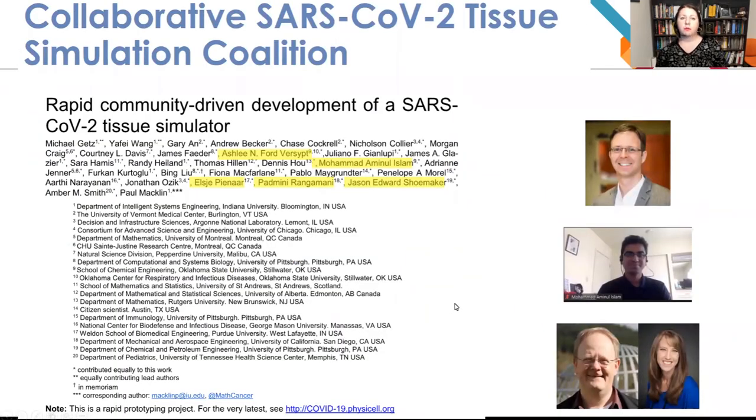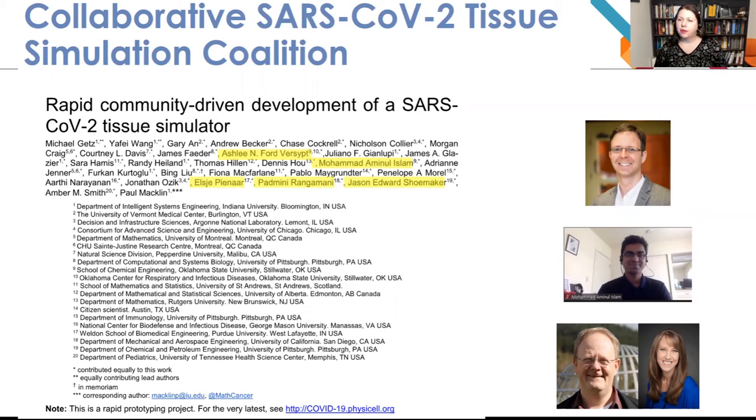The larger collaborative team that we're working with is known as the SARS-CoV-2 Tissue Simulation Coalition. And this is the title information and author information for our most recent version of the bioRxiv preprint. This has many authors on it, and I've highlighted in yellow the engineers on the team. And Dr. Islam is the postdoc in my lab.